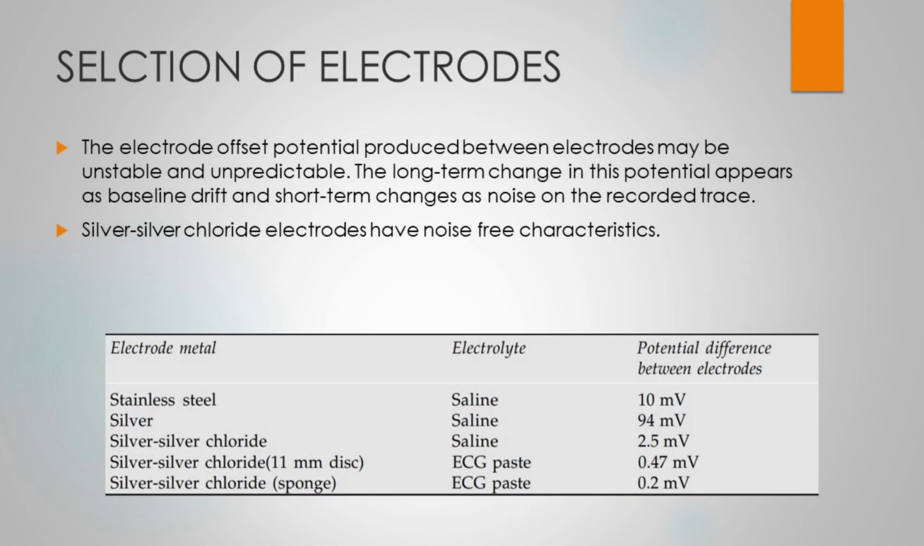The electrode offset potential produced between electrodes may be unstable and unpredictable. The long-term change in the potential appears as baseline drift and the short-term changes as noise on the recorded trace. So the electrode-electrolyte pair that makes least offset potential must be chosen.